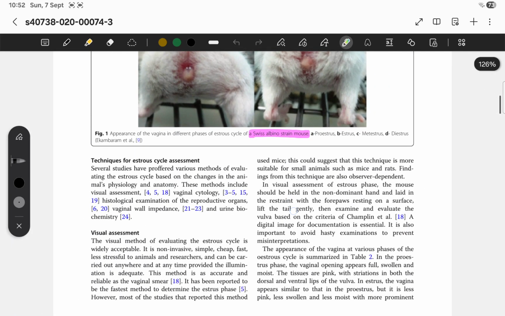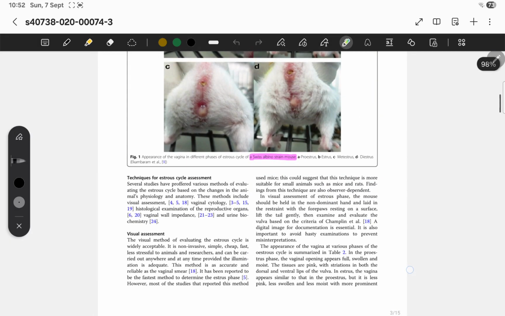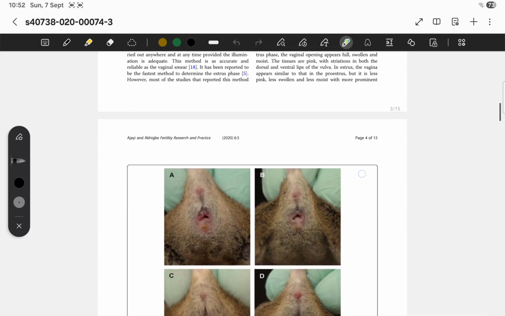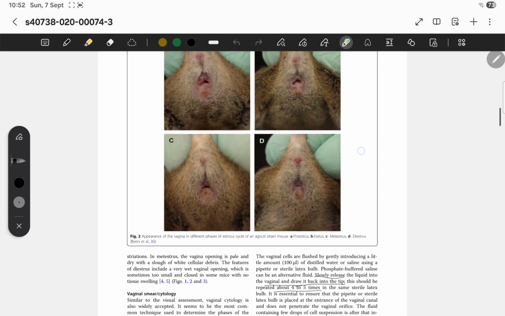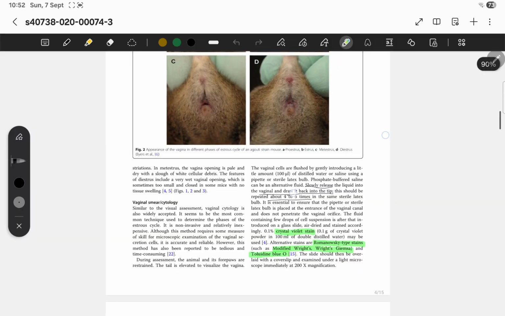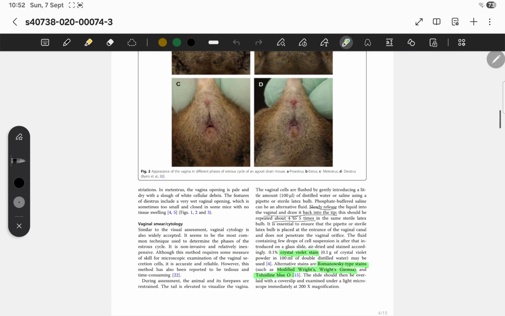So there are different techniques that are talked about. There is vaginal cytology, histological examination of the reproductive organs, vaginal wall impedance, and urine biochemistry. This one, we can just look at the vaginal opening at different time periods and decide. This is the appearance of the vagina in different phases of the estrous cycle. This is one of the ways.